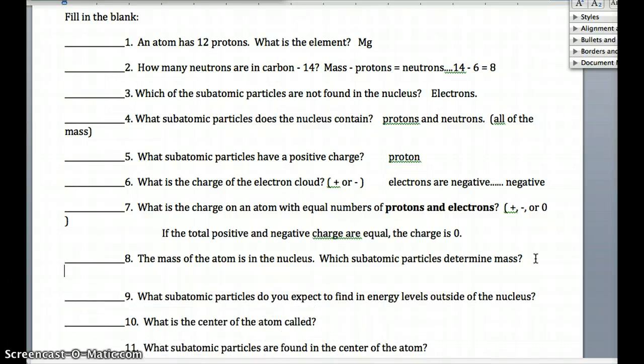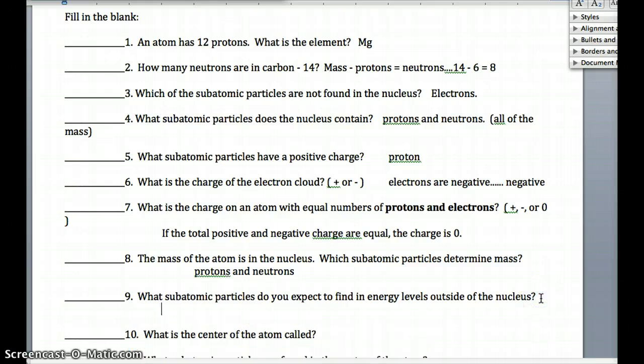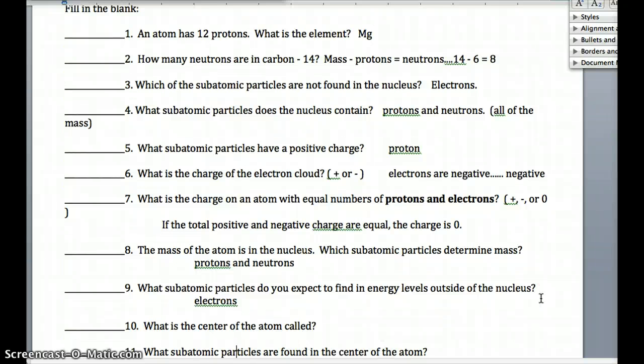The mass of the atom is in the nucleus. What did we say earlier was in the nucleus? Protons and neutrons. Number 9, the subatomic particle in the energy levels. What's in the electron cloud? So electrons are in the electron cloud, therefore they're going to be in the energy levels outside of the nucleus.